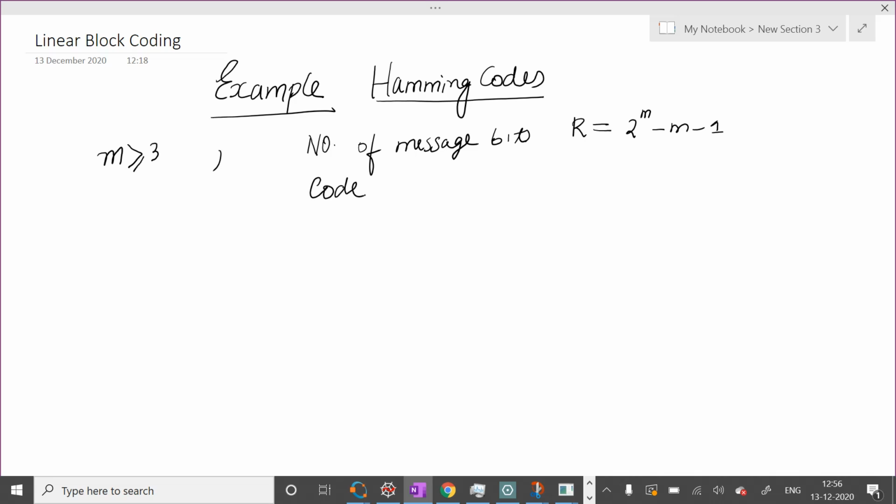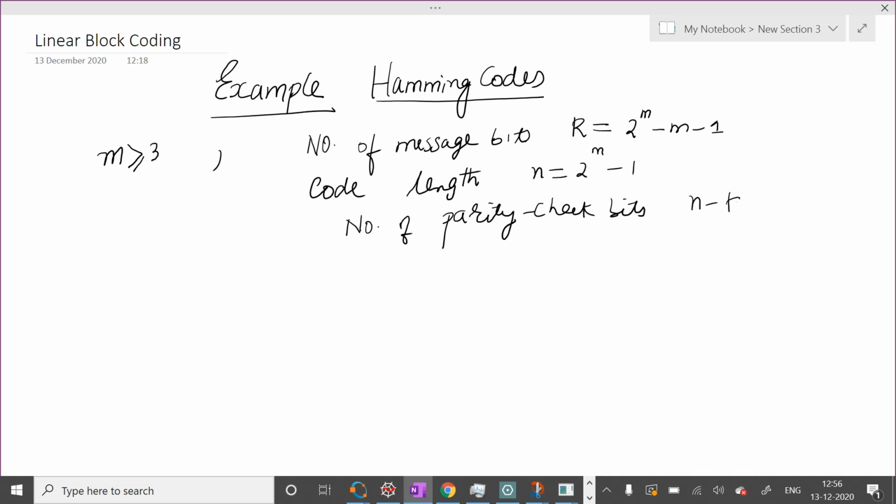And code length n is taken to be 2 to the power m minus 1. So definitely the number of parity check bits is n minus k. So when you subtract n minus k, 2 to the power m minus 1 gets cancelled, so it is m. So m is actually the number of parity bits you want to add.